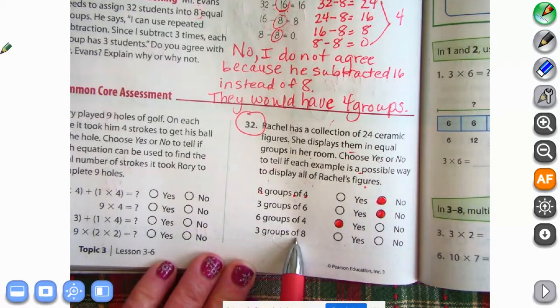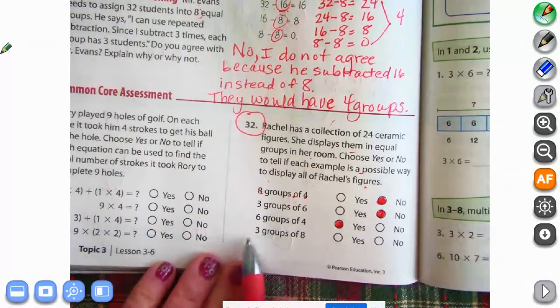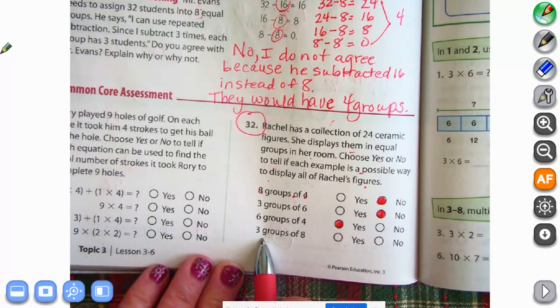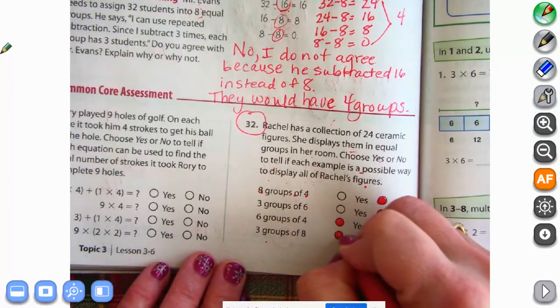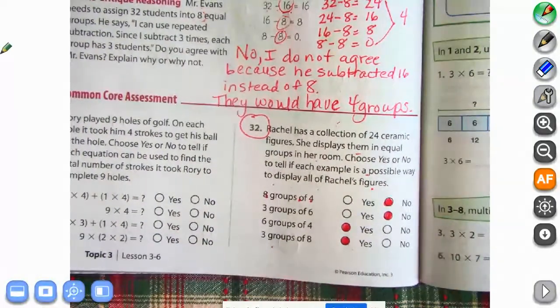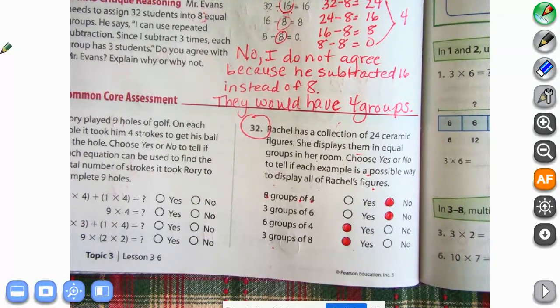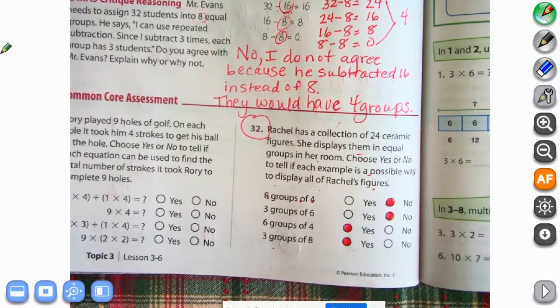3 groups of 8. 8 plus 8, 16. 16 plus 8 is 24. Yes. All right, so make sure you have everything written down because these will help you on your homework.